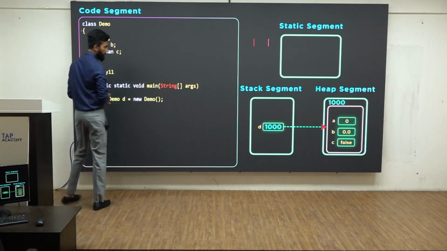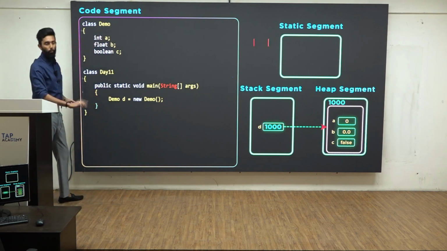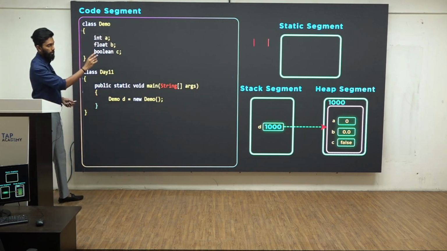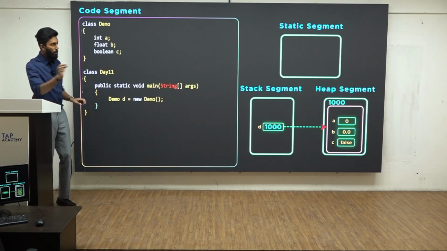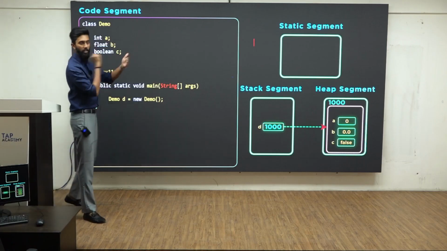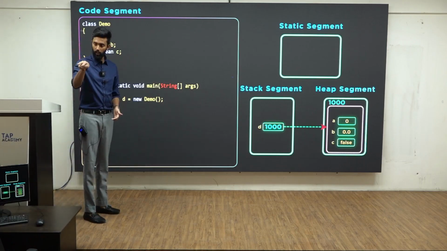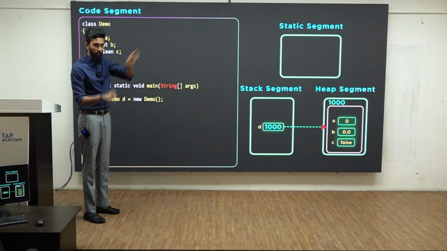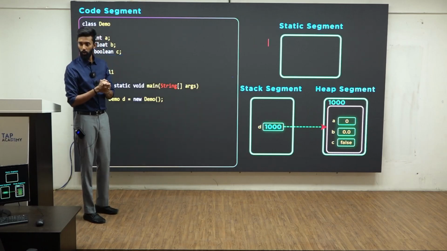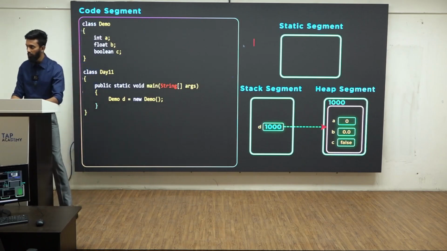This much we understood. Now, you want proof that really A, B, C is there, 0, 0.0, false is there. You want proof. A human being will only believe if he can see. A human being can only see if it gets printed on the monitor, which means we should print it. Yes or no? Sir, how to print it, sir? Very, very easy.